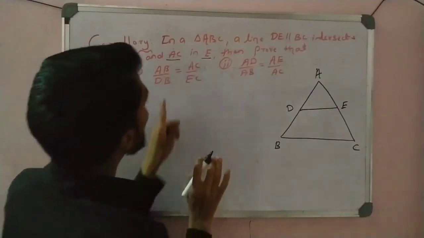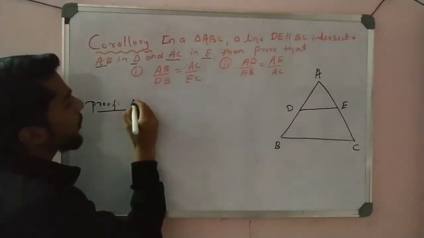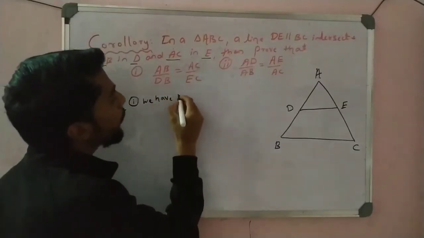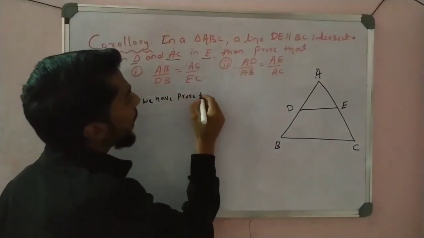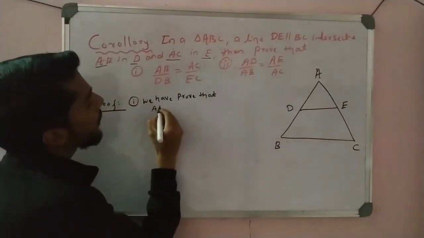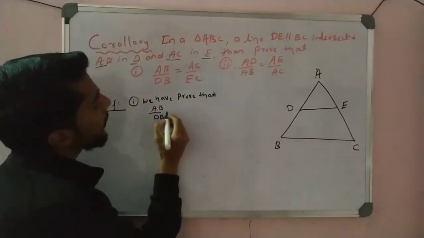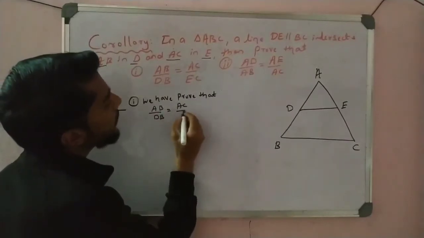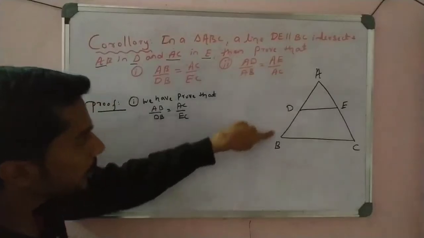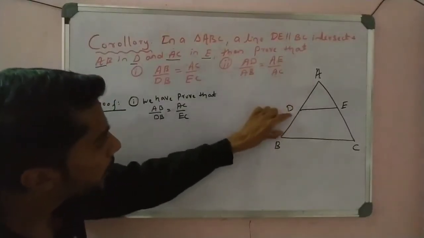Now we have to prove this first condition. First one, we have to prove that AB divided by DB is equal to AC divided by EC. Check, it is the full side AB divided by the bottom side DB.